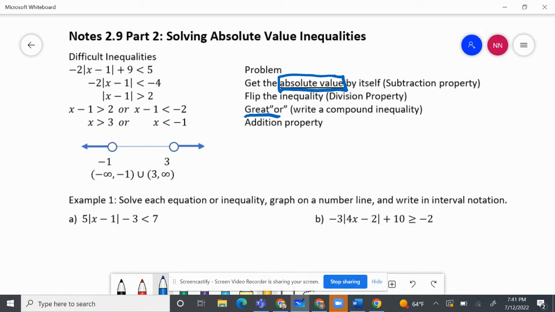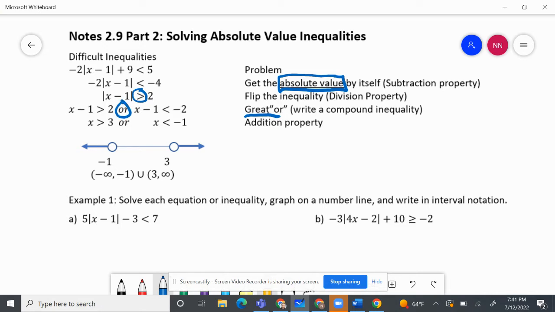So notice in this case, in order to get it by itself, we subtract the 9 to get the -4. Then we divide it by -2. Remember, when we divide by a negative, it flips the inequality. So it now becomes a greater than statement. Greater than statements are or statements.